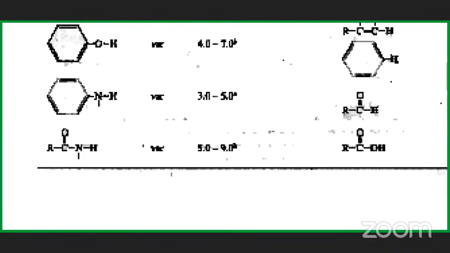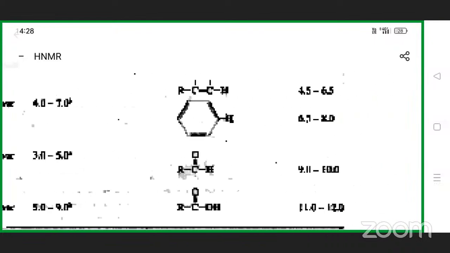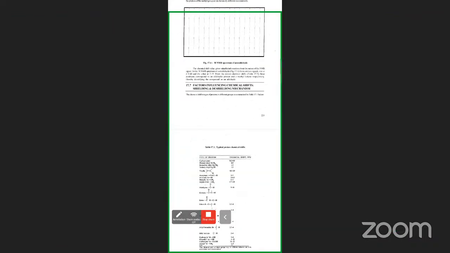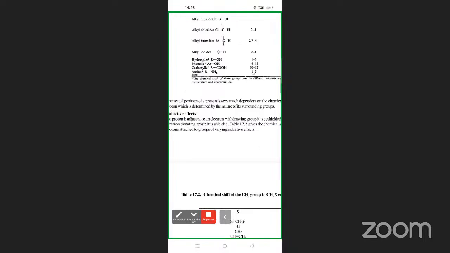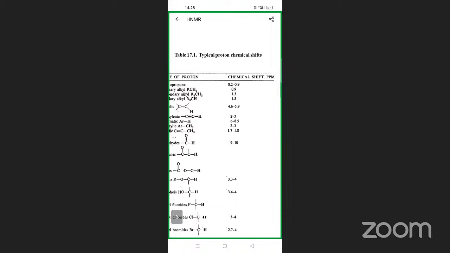And here is the amine proton, it is 3.4 to 5.0 something. So all these are values which are taken. And here the aromatic proton, it is 6.7 to 8.0 something. Okay. So these are roughly the values we can observe for the appearance of your protons here.